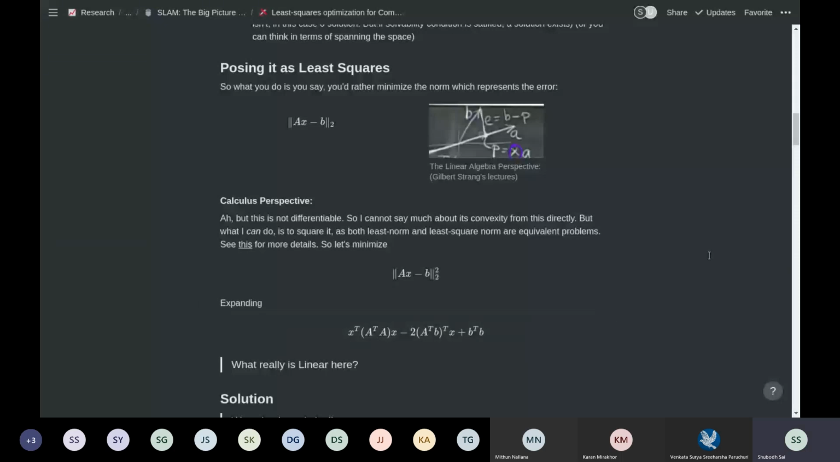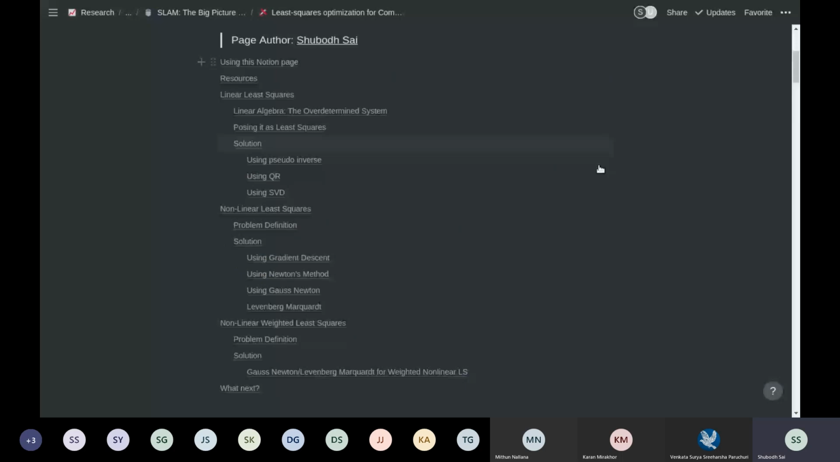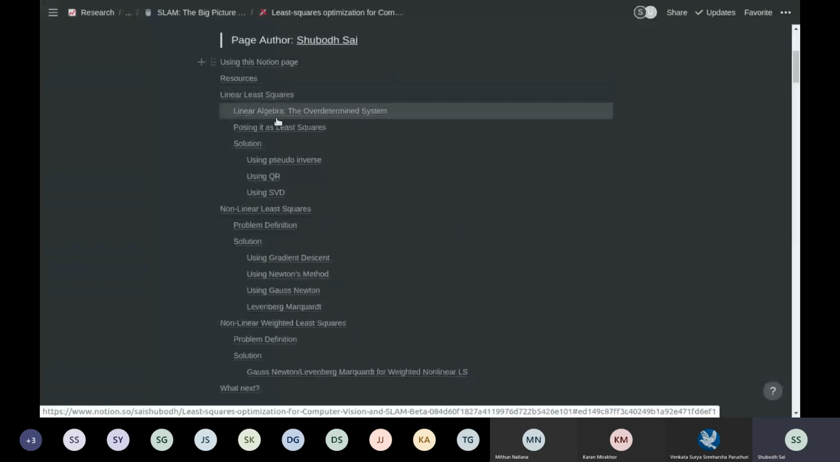Now, let's cover the contents of this lecture. I'll start with linear least squares. I have already explained the linear algebra perspective, and why we do not use that as it is in practical situations. We pose it as a least squares problem, and then I'll come to the solution. There are multiple solutions for linear least squares, and then I'll talk about non-linear least squares.